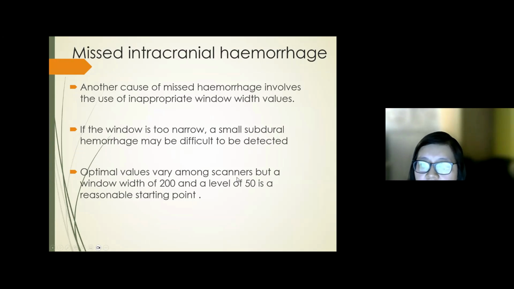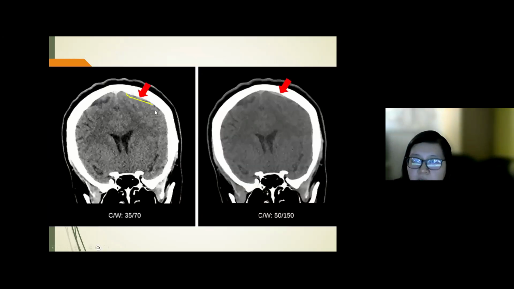So another cause of missed hemorrhage involves the use of inappropriate window width value. If the window is too narrow, a small subdural hemorrhage may be difficult to detect. So the optimal values vary among scanners, but a window width of 200 and a level of 50 is a reasonable starting point. So in the coronal view at the window width of 70, we can see there's a faint hyperdensity, but in the window width of 150, we can see clearly that there's a thin subdural hematoma here.